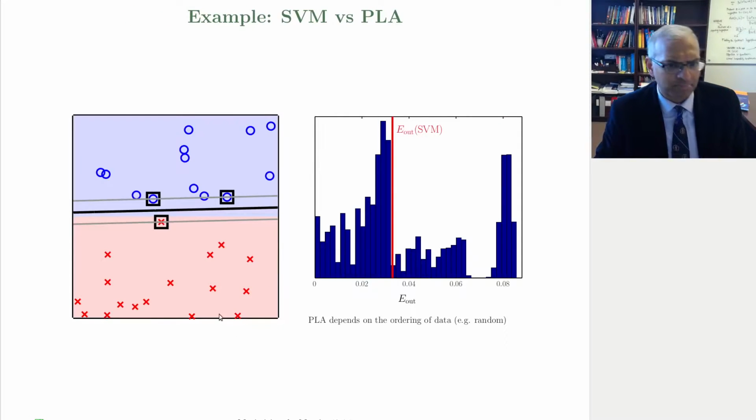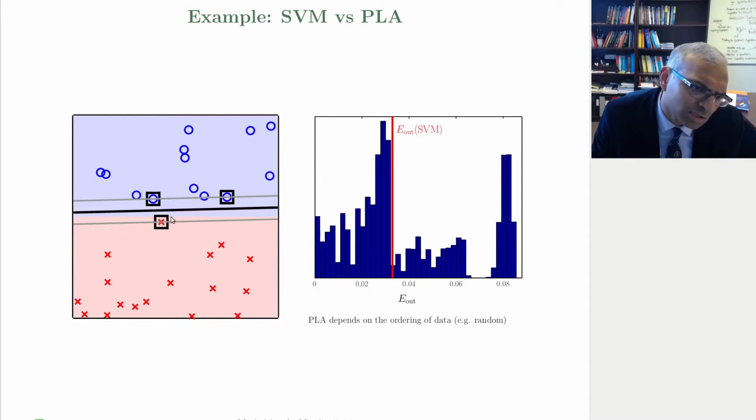So let's look at an example. Here's an example. I just generated some data. The target function is the horizontal flat line. You can see the boundary between plus and blue and red. I generated a bunch of data and ran that algorithm. Now I can't solve it by hand anymore.